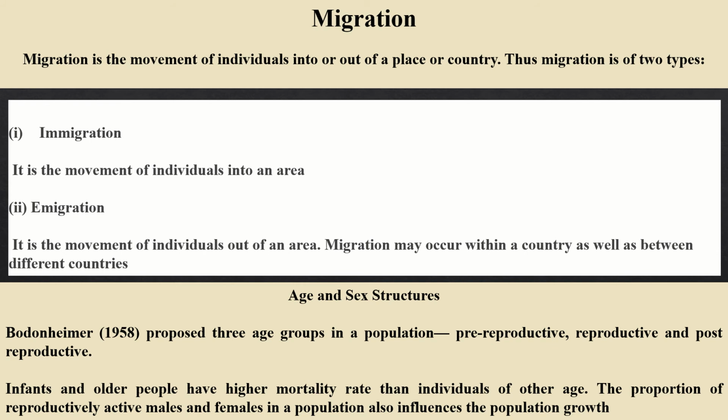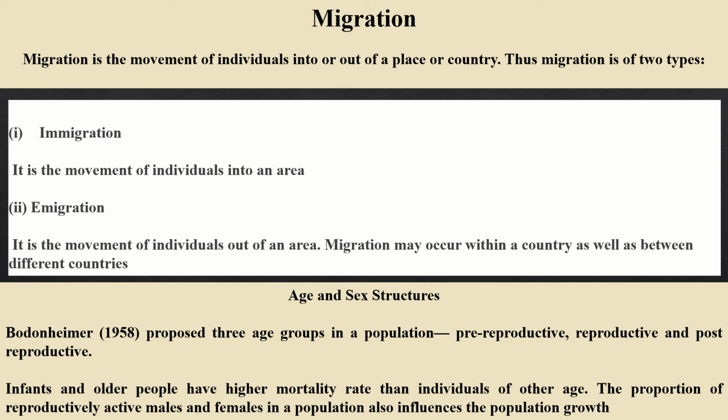One of them is migration. Migration involves immigration as well as emigration. Migration is the movement of individuals into or out of a place or country. Thus, migration is of two types: immigration and emigration.